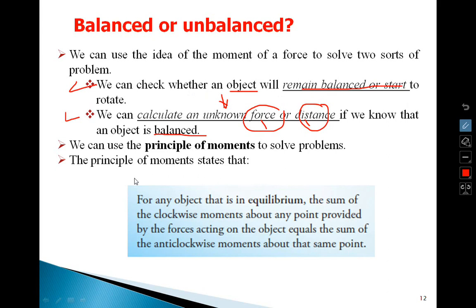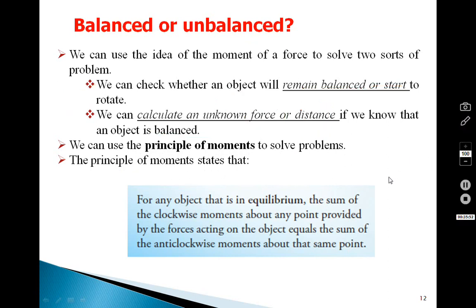So we can use the principle of moments to solve those problems. The principle of moments states that for any object in equilibrium, as we said before, the effect of forces is in equilibrium.